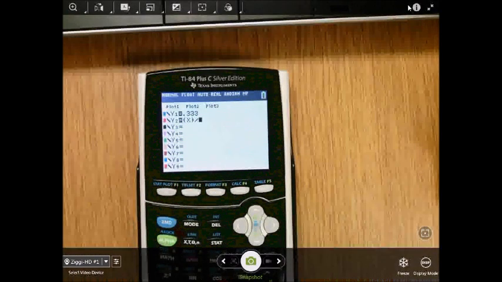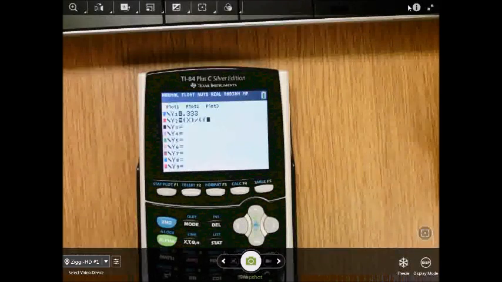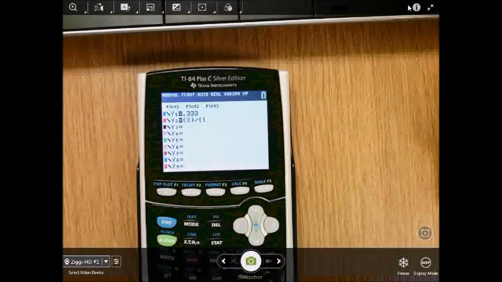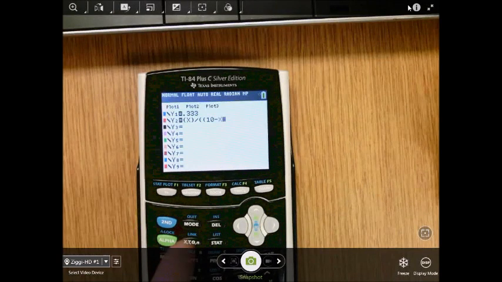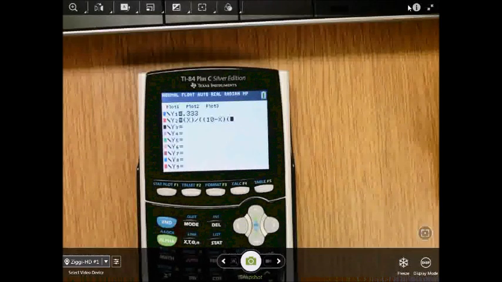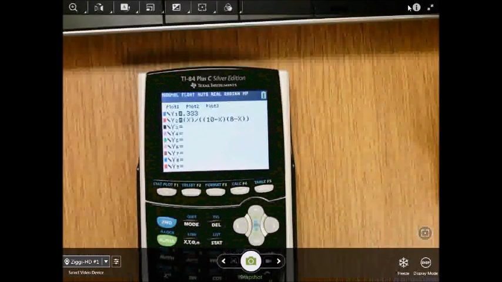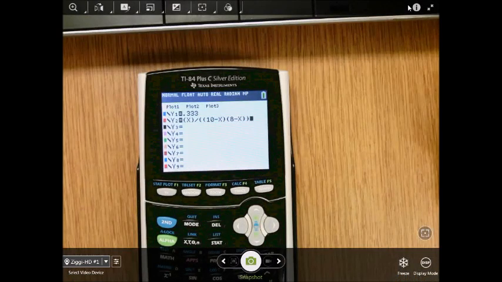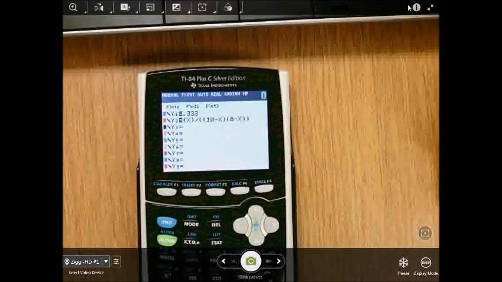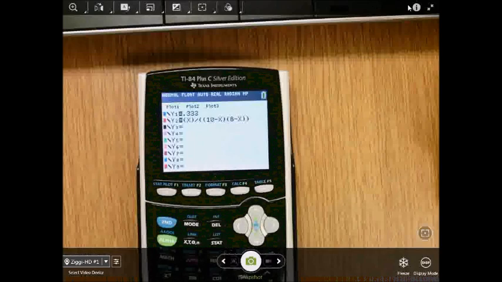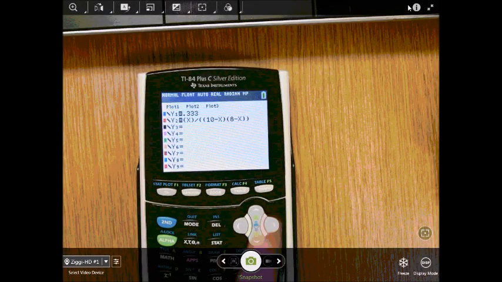Hit the divided by. The first one was, what was the first? It was 10 minus x. And then the second one was 8 minus x. So I put the double parentheses to make sure everything stays correct with order of operations. I don't think you have to do that, but I just do it. Once you get that plugged in, you just hit graph.